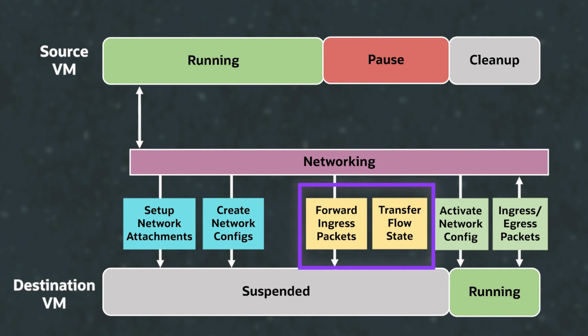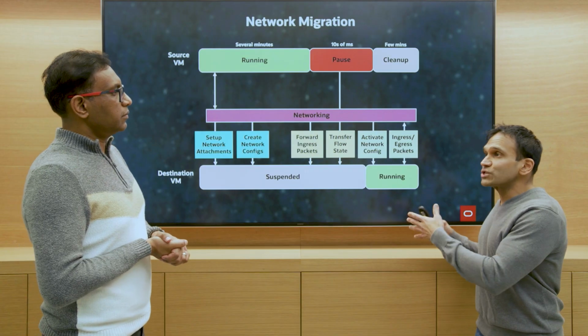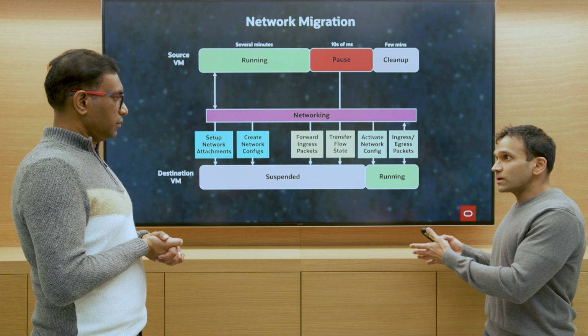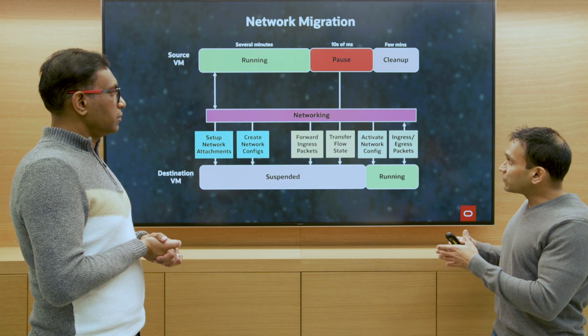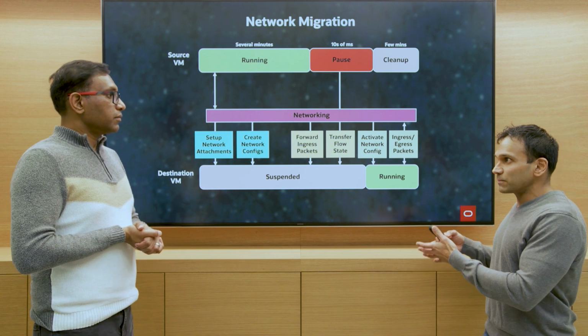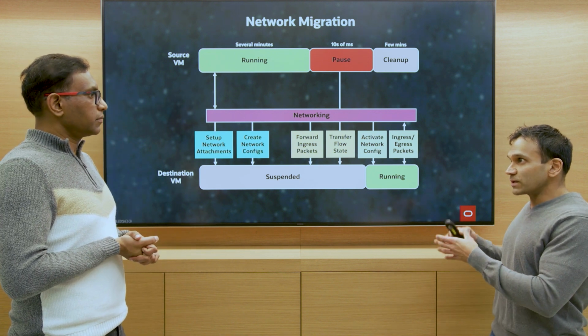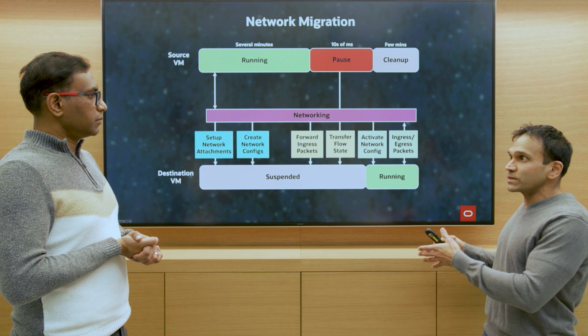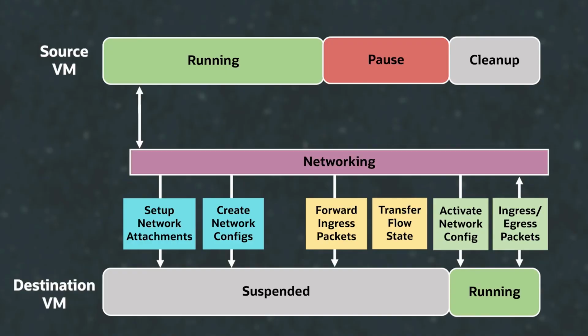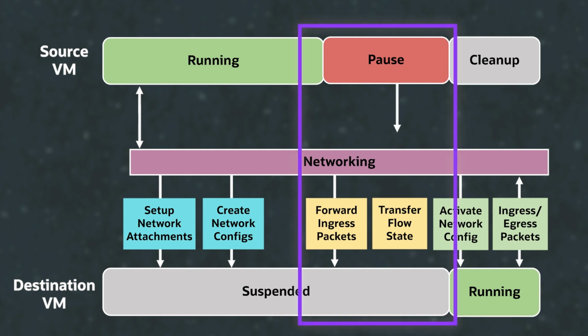There's also flow state in the network virtualization layer. This includes connection state that's part of OCI security rules and security infrastructure. If that is not transferred over, we would drop established connections, right? So the connection state has to be preserved. Otherwise, stateful firewall rules won't be preserved. That's small, and so that is done as part of the VM pause.